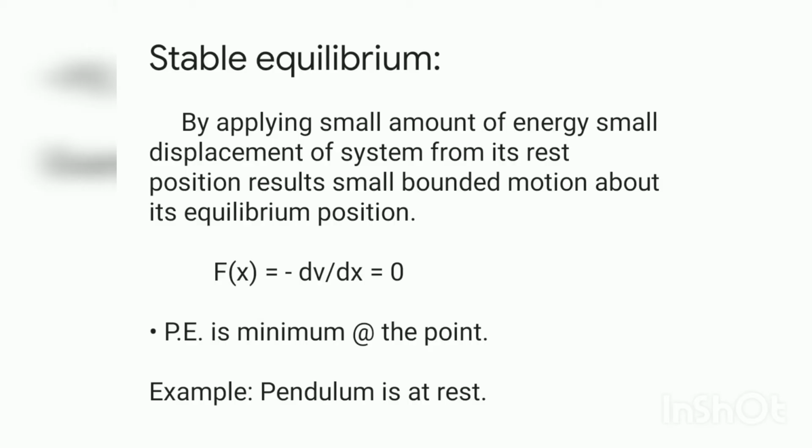Stable equilibrium. By applying some small amount of energy, there is a displacement in a system from its rest position, and it results in small bounded motion about its equilibrium position. F of x is equal to minus dV by dx, which is equal to 0, which represents that the potential energy at the point is minimum. A rest pendulum is an example for this case.